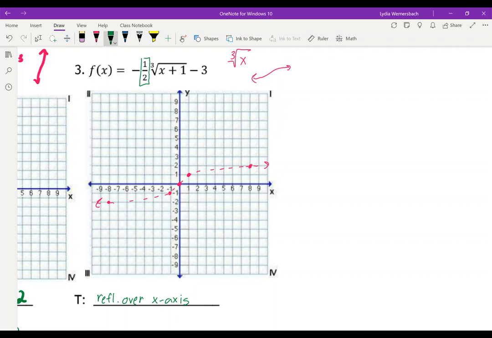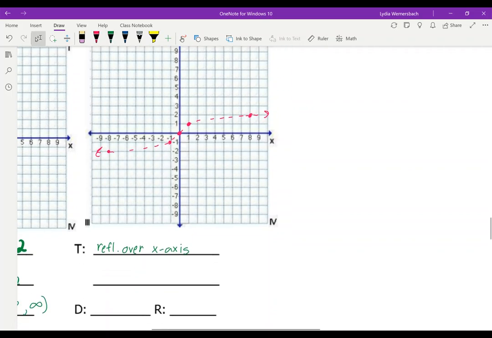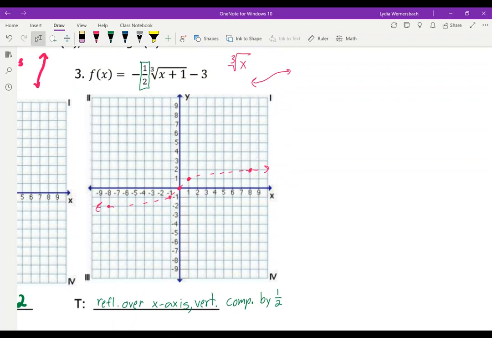And that is that 1/2. So again, this 1/2 is out front of the function. It's not under this cube root. So that 1/2 is going to be vertical. It's going to be a vertical, and 1/2 is between 0 and 1. So it's going to be a vertical compression by 1/2. Okay. So again, that 3 that's happening there, that cube root, is just telling us what the parent function is. So we don't really need to do anything else with that.